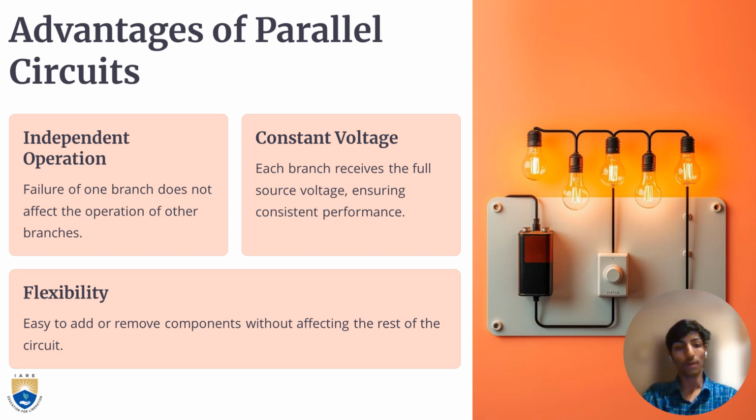Advantages of parallel circuits: independent operation, constant voltage, and flexibility. Independent operation: when one branch fails, the others continue to work. Constant voltage: each branch receives the full source voltage, ensuring consistent performance, with equal voltage distributed across the circuit. Every component receives the same voltage. Flexibility: it is easy to add or remove components without affecting the rest of the circuit.